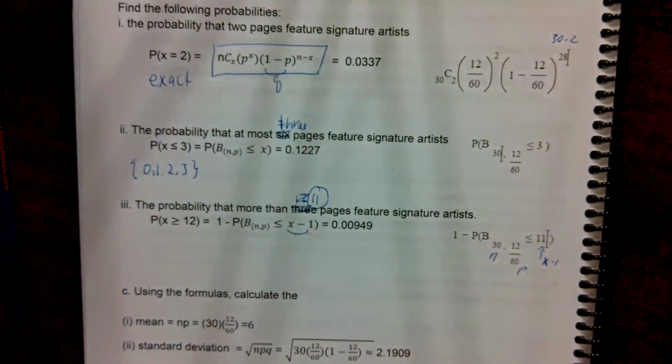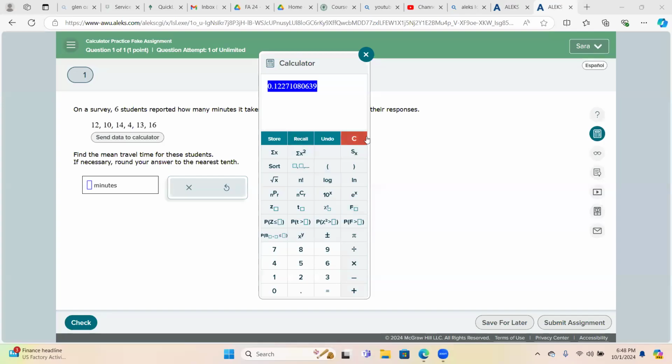So I'm going to show you how that's done in Alex. So I'm going to clear this out, and then I'm going to type 1 minus, and then I'm going to click on the probability for the binomial right here above the 7, and then 30, and then 12 divided by 60, and then you can tab over and type 11 and hit enter. And that is 0.00949.